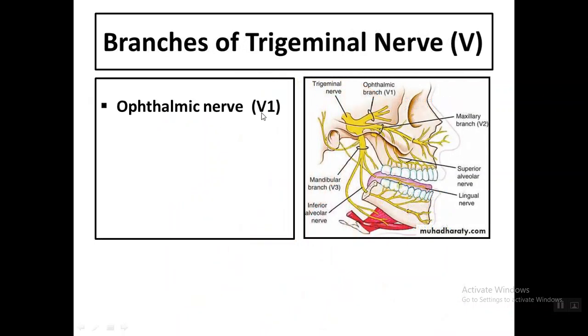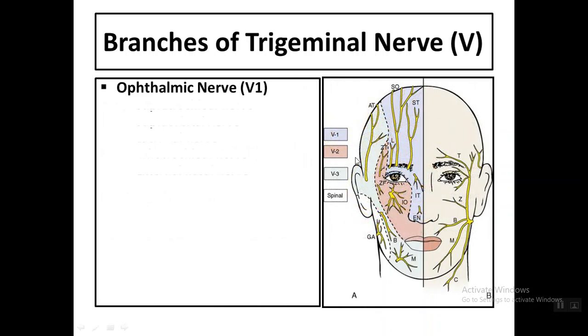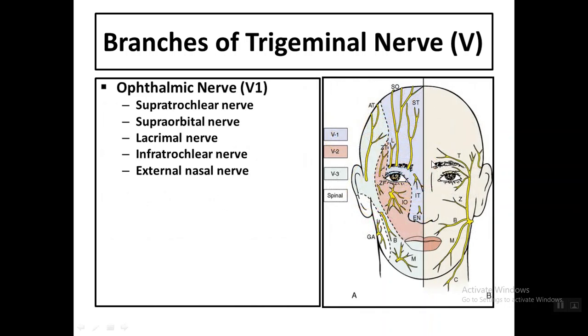We said we have the ophthalmic nerve, which we called V1, and the maxillary nerve, which is called V2, and the mandibular nerve to the lower part of the face, which is called V3. Here in detail we will see the ophthalmic nerve to the upper part of the face through its branches. This branch, more from medial to lateral.